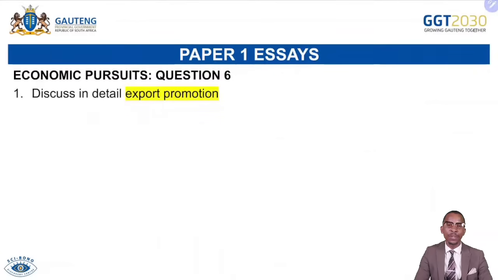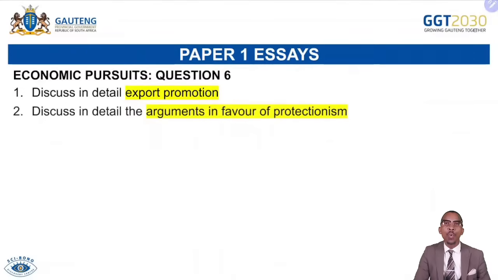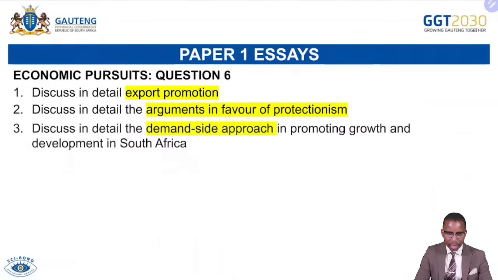Discussing detailed export promotion. In this situation, we discuss methods or approaches, reasons, advantages, as well as disadvantages. Discussing detailed arguments in favor of protectionism. We have 9 of them, so you just have to remember subheadings and be able to discuss them. And then discussing detailed supply-side approach in promoting economic growth and development.